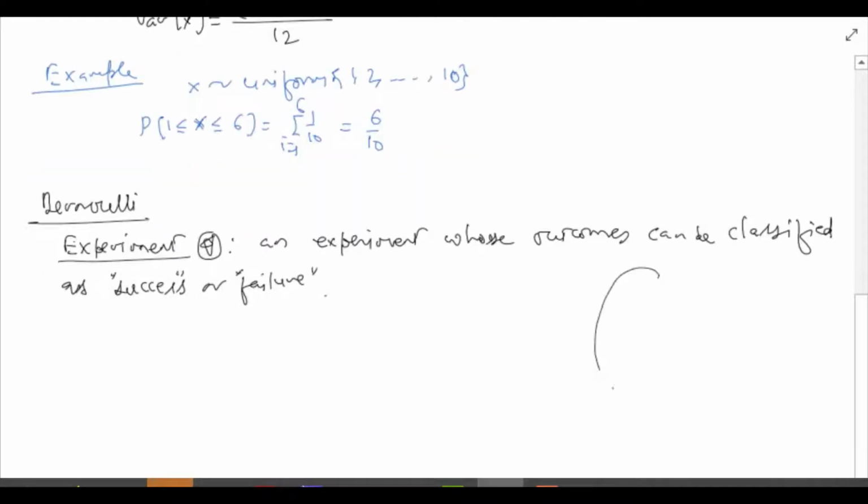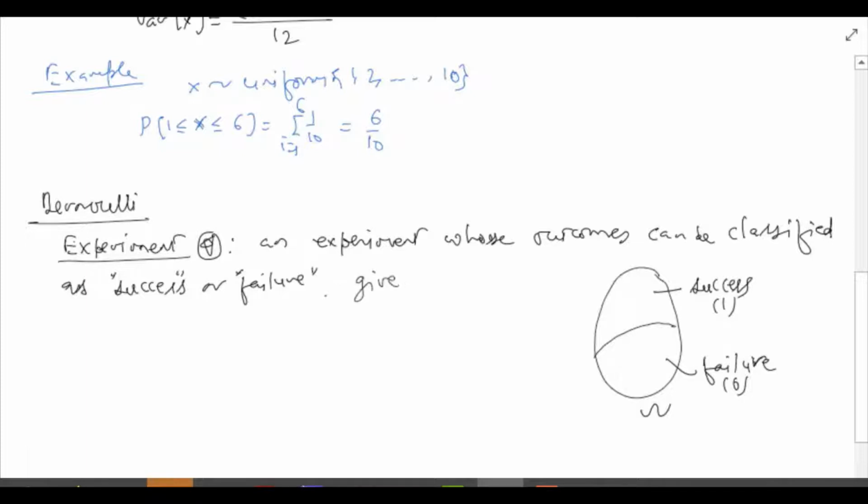For instance, what we mean is that if this is the set of all outcomes omega, then we can divide the set of outcomes in two parts. These outcomes correspond to success and these outcomes correspond to failure. For instance, we can think of tossing a die where outcomes are 1 to 6, but we may consider odd numbers as success and even numbers as failure. So we can partition the set of outcomes in these two parts. Let's call the success 1 and failure 0. Then this kind of classification gives rise to the Bernoulli random variable.